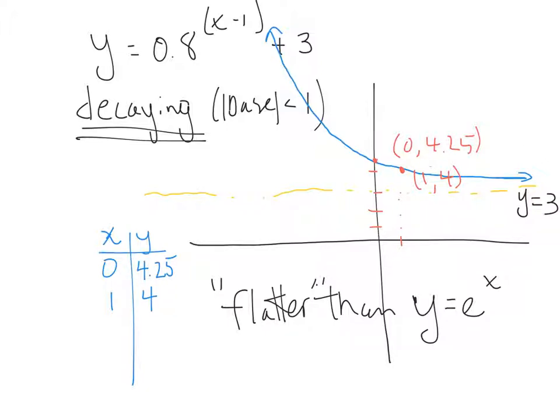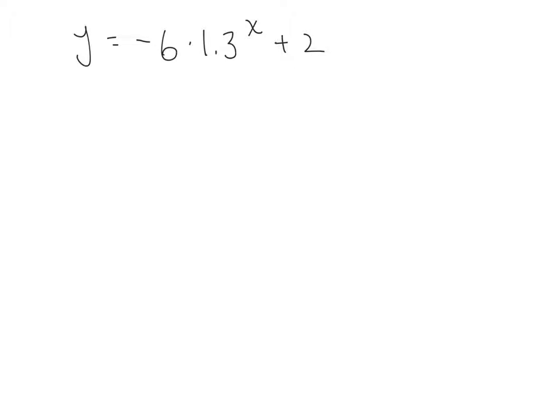Let's take a look at one more. Here's one more exponential function, and what we're seeing is that a is -6. Now the negative sign means that every number we get for y is going to be a negative number added to 2 instead of a positive number added to 2. What that means is as x gets very, very large, we're going to get a very large negative number, which means it's going to be below our horizontal asymptote, which is 2.